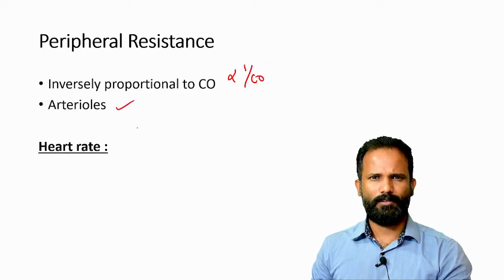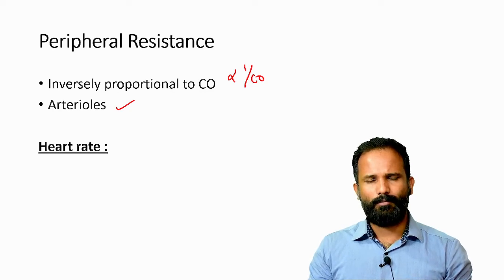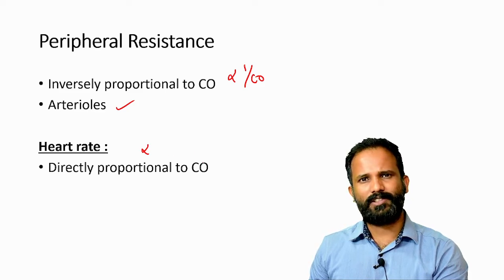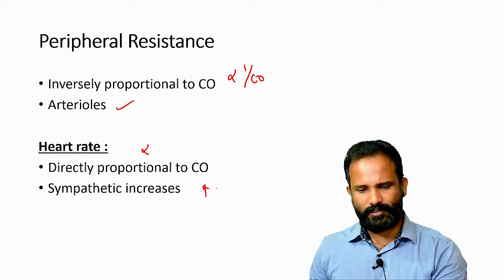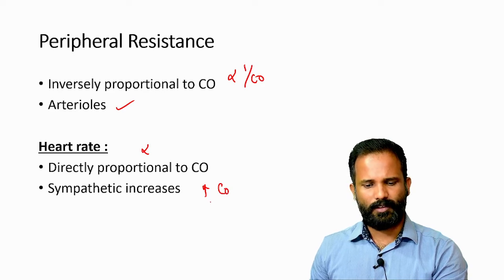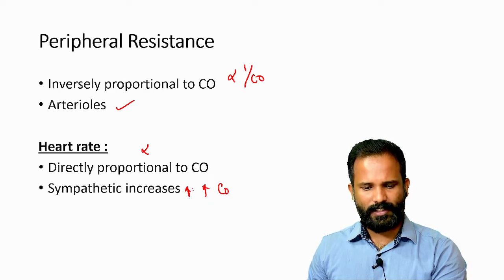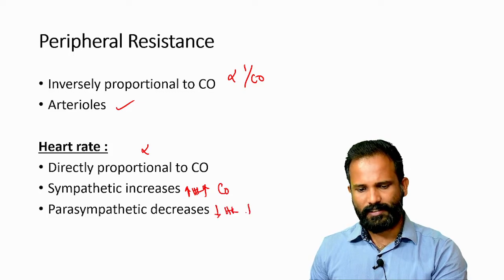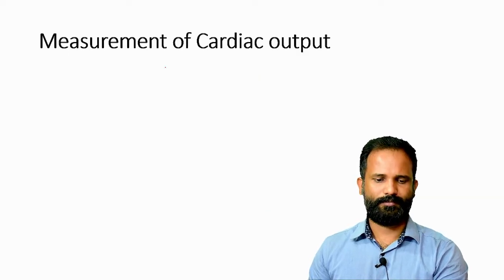Heart rate, simple. The more the heart rate, the more will be the cardiac output, so directly proportional. The sympathetic nervous system increases cardiac output as it increases heart rate. Parasympathetic decreases heart rate, so decreases cardiac output.